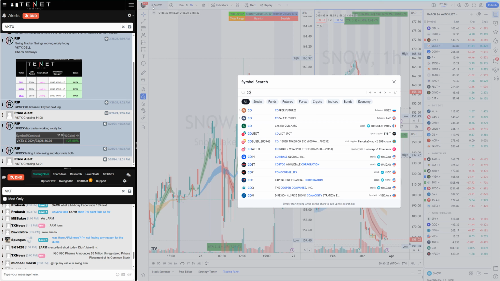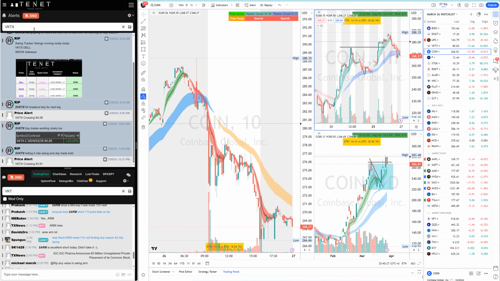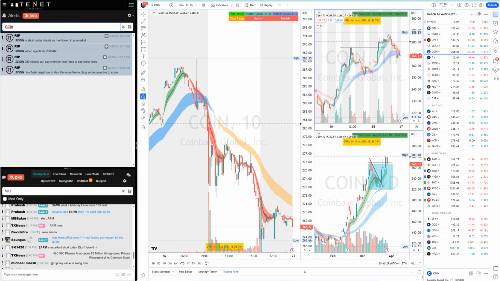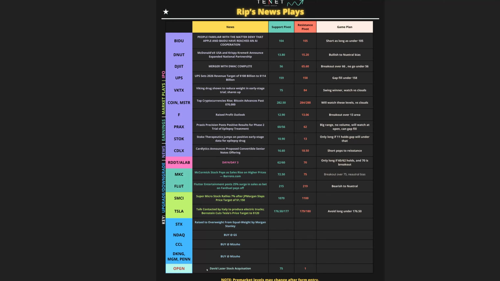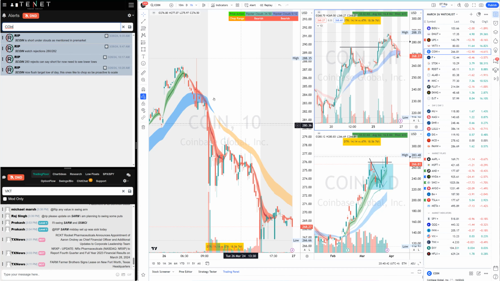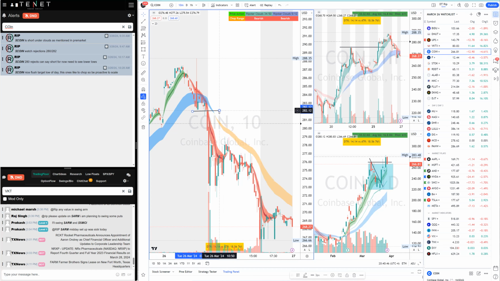Let's quickly look at Coin. So Coin, what was the plan, right? The plan on Coin was we'll watch these levels: 280, 250 was my support level, and under that I'm bearish. That's why I have the support levels. You see that right at the open, it opened under that level, so it was bearish. It was under the clouds, so it was short.